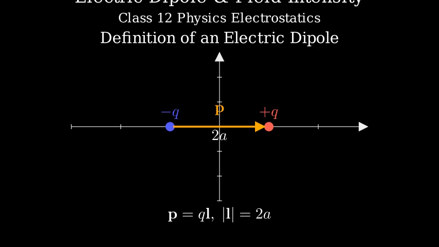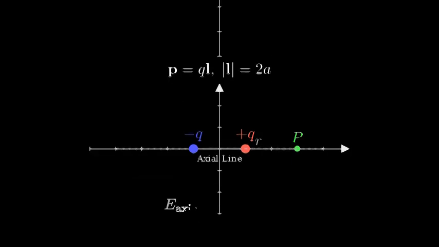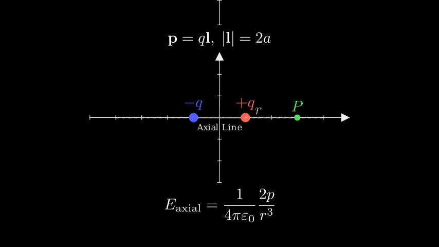Now, let's examine the electric field created by a dipole at different locations. First, let's consider a point P on the axial line, which is an extension of the dipole axis. If the point is at a distance r from the center of the dipole, and r is much greater than a, the electric field at this point is given by E_axial = (1/4πε₀) × 2p/r³. The direction of this electric field is away from the negative charge toward the positive charge, which is along the dipole moment vector p.